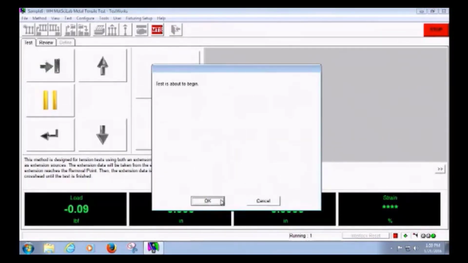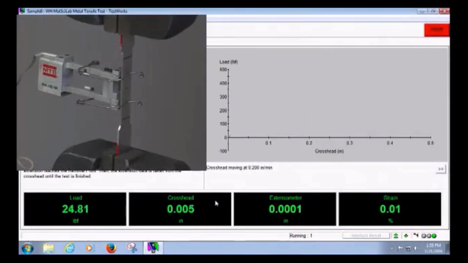And the test is about to begin, so we know to get our hands away from the specimen. Click OK, and the crosshead starts moving. And there's our data. We've already passed the actual yield point. We've left the linear region. We're into plastic deformation.